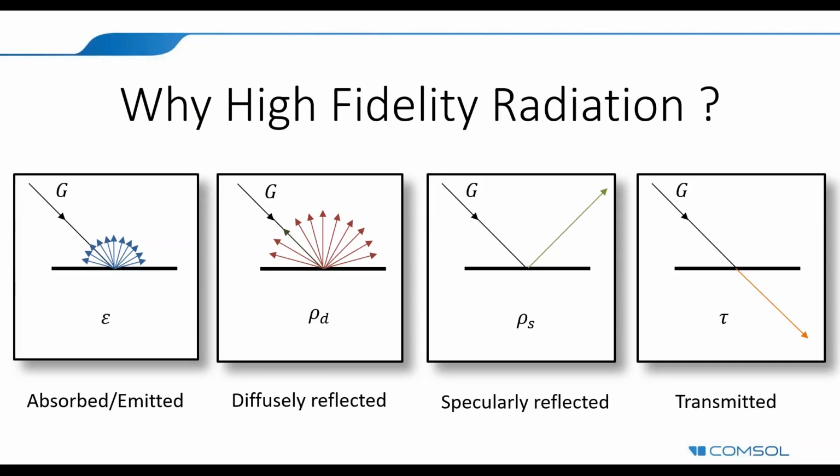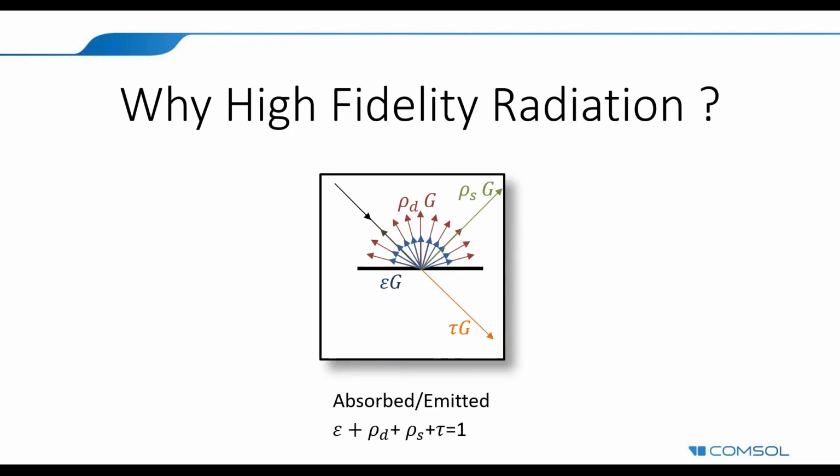And if you combine these models, then it makes it possible to describe quite accurately the real behavior of surfaces. So in reality, the emissivity, the diffuse reflectivity, the specular reflectivity, and the transmissivity may not be 0 or 1, but something in between, and we just have to verify that they are positive and the sum is equal to 1, and then we get an accurate representation of a surface behavior.